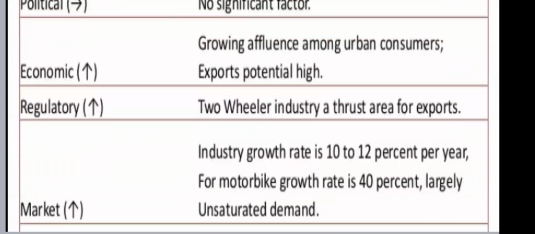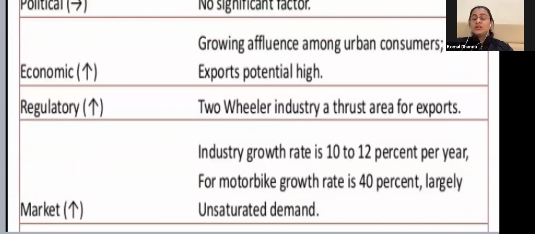Regulatory: the two-wheeler industry is a thrust area for exports. The government has come up with some rules or regulations, or a law has been passed, that this year they will provide some kind of subsidies for exporters who export two-wheelers. So it is a positive thing which is going to occur in future, and it will bear a favorable impact on the motorbike industry, right? So the regulatory factor also impacts you positively.